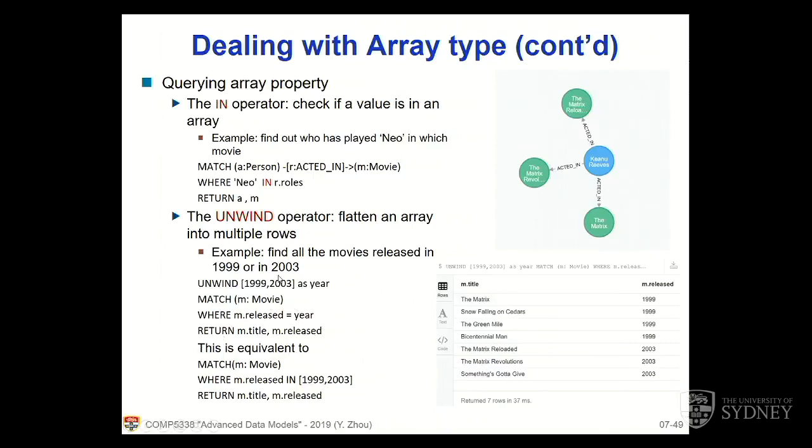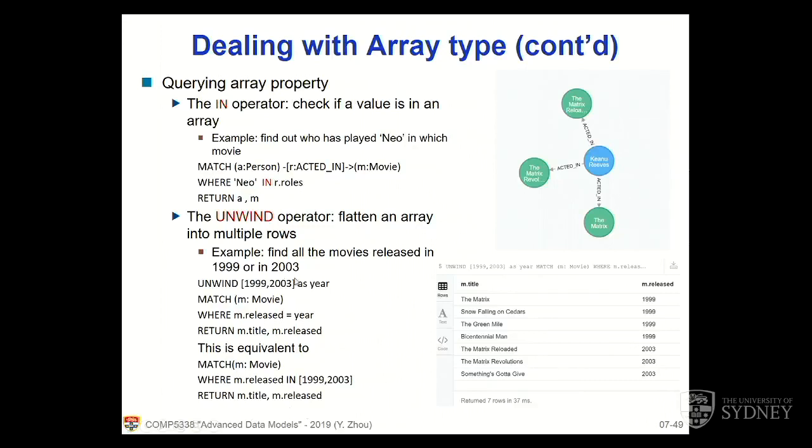But if the query only deals with a single array type, using either unwind or in will actually do the same thing. So here we unwind the array, but it can be done like this: where m.released is in this array. Instead of unwinding it, we just use the in operator. So these two queries are doing exactly the same thing, just written in a slightly different way. This perhaps is easier to understand.